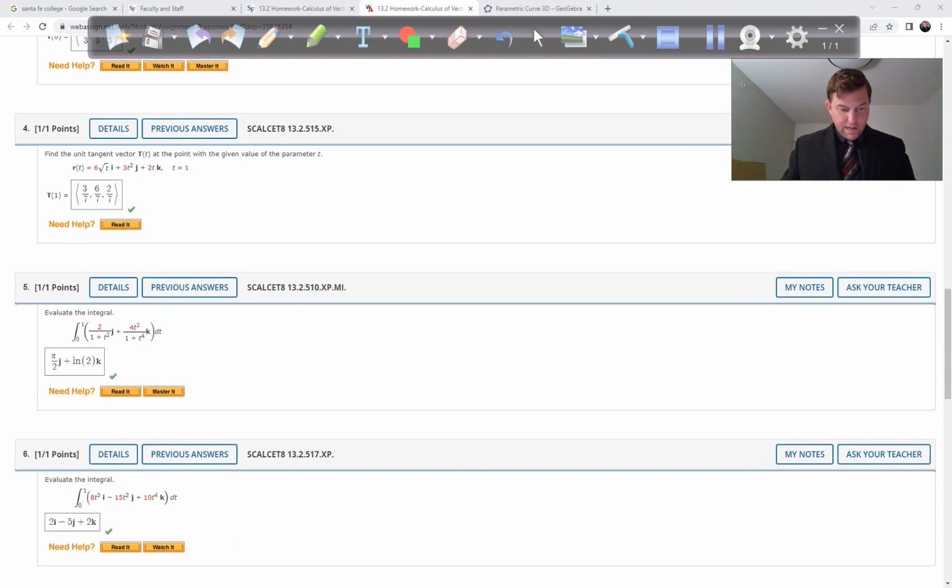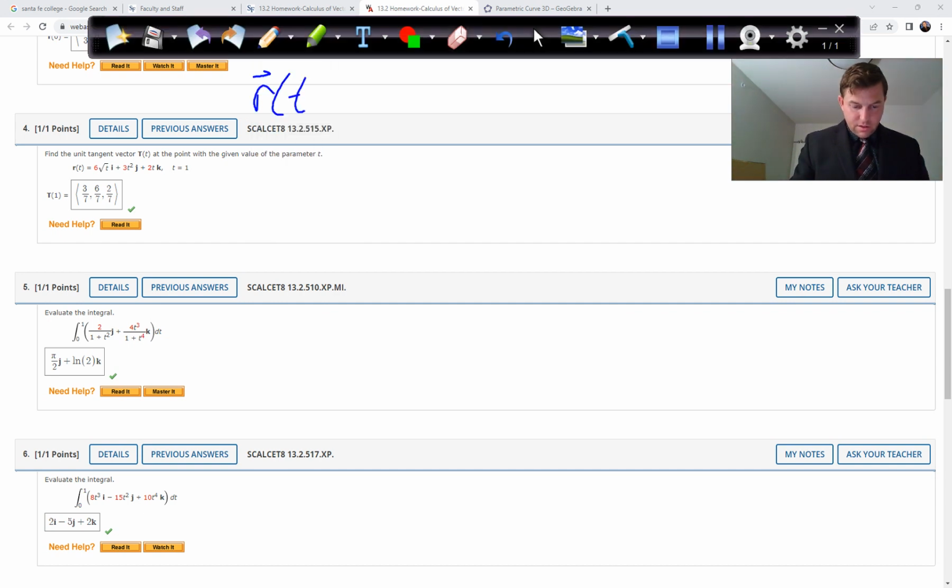Okay, 4, find the unit tangent vector T of t at the point with the given value of the parameter t. So t is 1 this time. So they have us with the vector equal to 6t to the 1/2 power in the i direction plus 3t squared in the j direction plus 2t in the k direction.